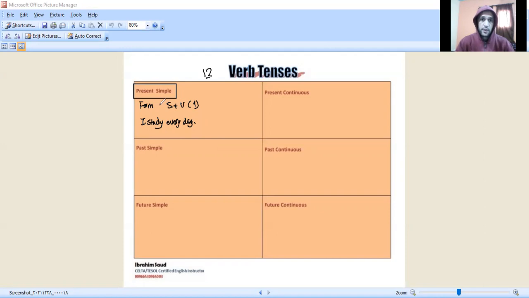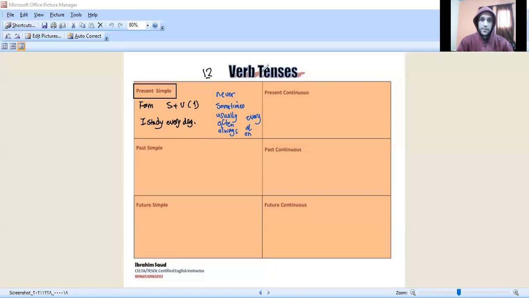The key words used for the present simple are never, sometimes, usually, often, always, every. We can use the preposition at, and it's followed by a time, and on, and it's followed by a day. All of these are used with the present simple.